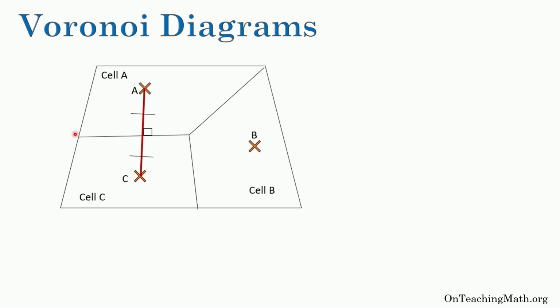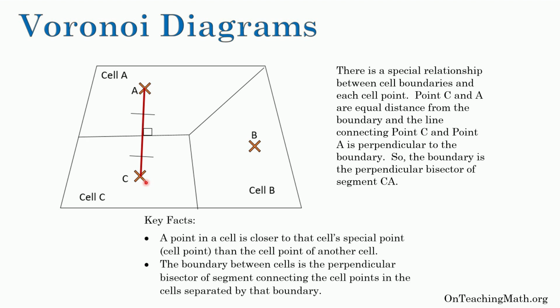And that's super cool, because whatever the slope of the segment connecting A and C is, the slope of the boundary is its negative reciprocal, because they're perpendicular. And the distance from A to this intersection is the same as the distance from that intersection to C. So this is the midpoint. It cuts the segment in half, and it does it at a 90-degree angle. That's the other really big idea. So those are our two key facts. The cell point resides within a cell, and every location in that cell is closer to its cell's point than to the cell point of a neighboring cell. And if you make a line segment connecting two cell points, the boundary line is the perpendicular bisector of that segment.